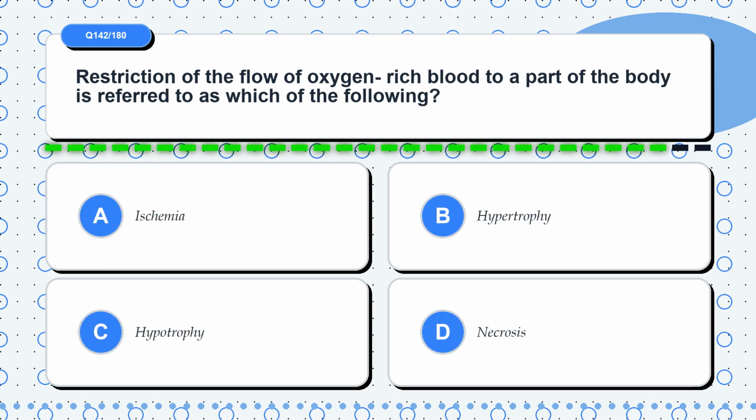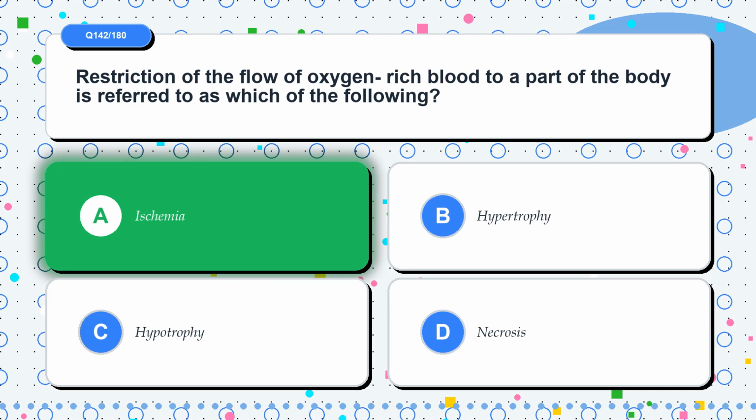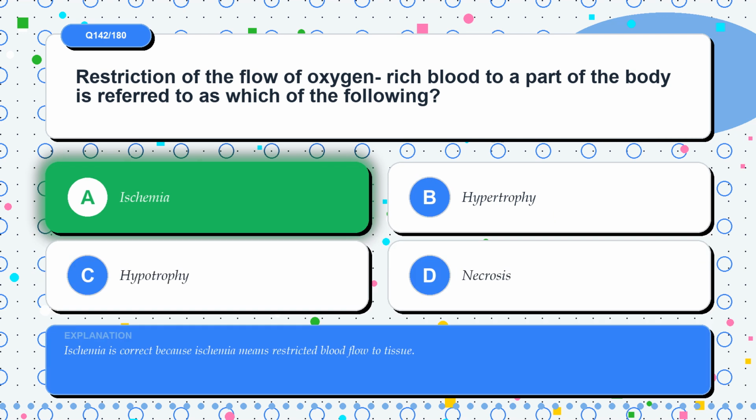Question 842. Restriction of the flow of oxygen-rich blood to a part of the body is referred to as which of the following? Here are the options. Option A. Ischemia. Option B. Hypertrophy. Option C. Hypertrophy. Option D. Necrosis. The correct answer is option A. Ischemia. Ischemia is correct because ischemia means restricted blood flow to tissue.